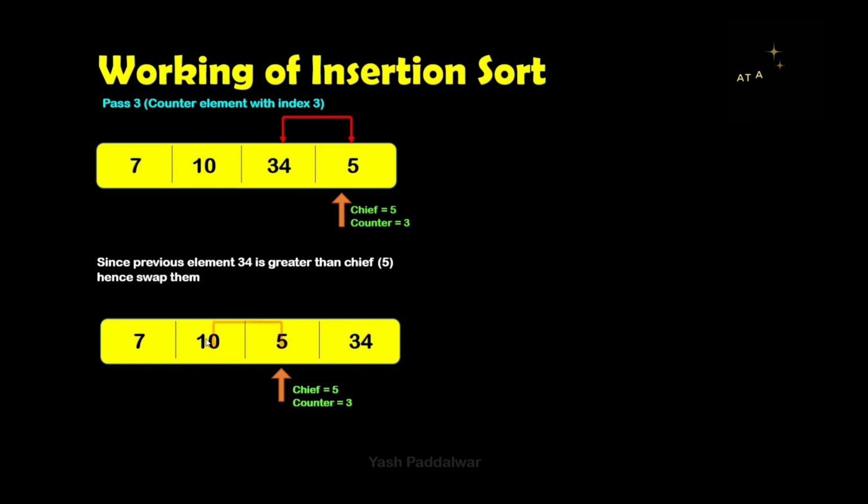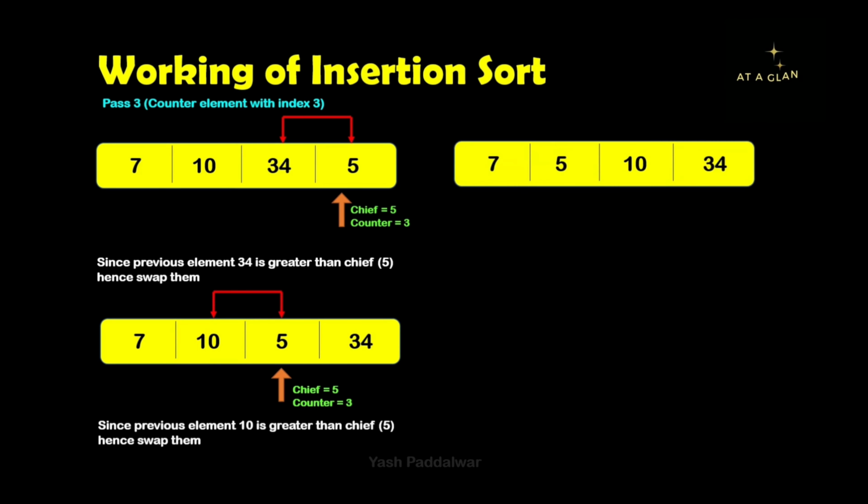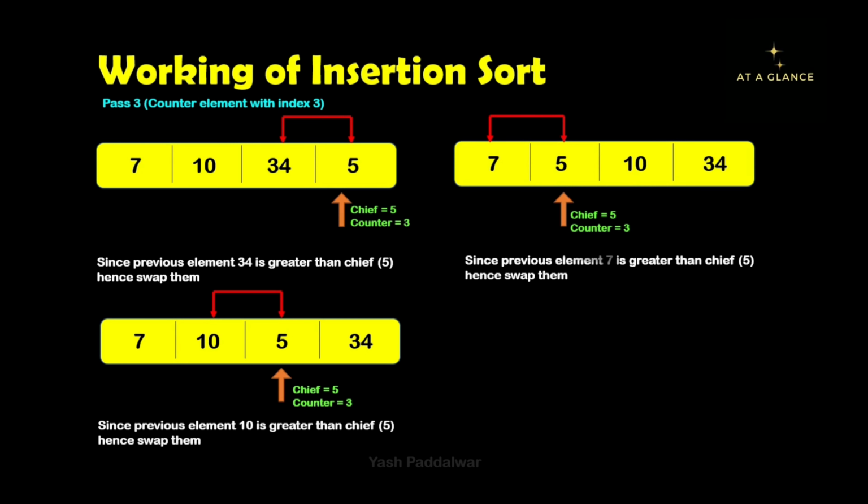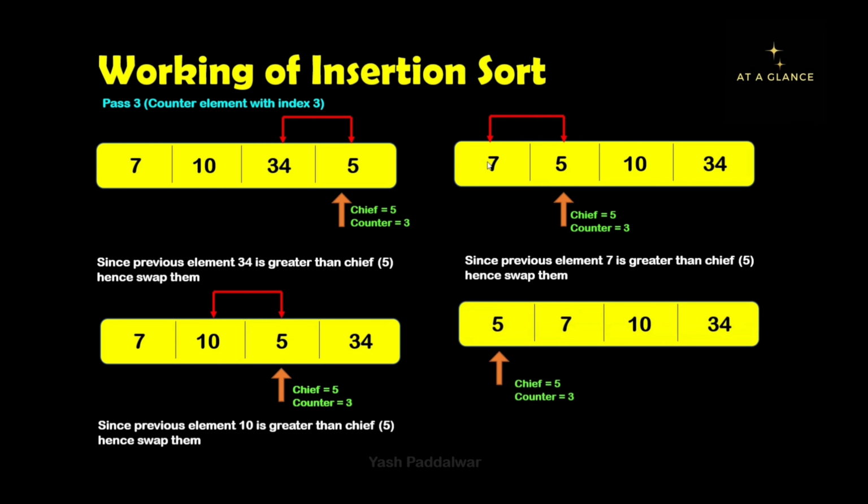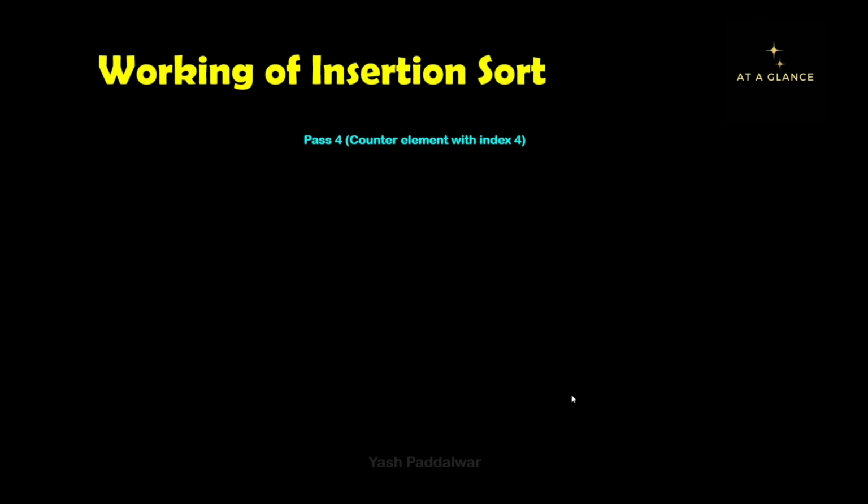If not, then we will again compare 5 with its left neighboring element, which is 10. Now since 5 is less than 10, we will have to swap it to get ascending order. Now again we will check whether 5 is at index position 0. If not, then we will have to compare it with the left element, which is 7. Since 5 is less than 7, we will have to swap it. Now after swapping, we will have 5 at index 0. So in this condition, we need to stop and go for another pass.